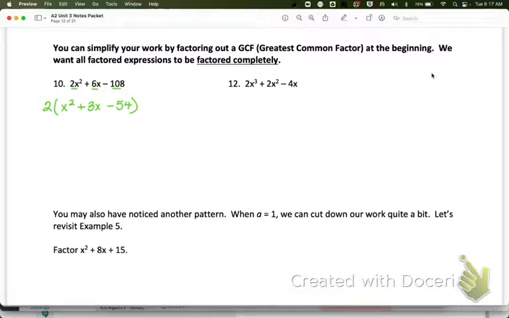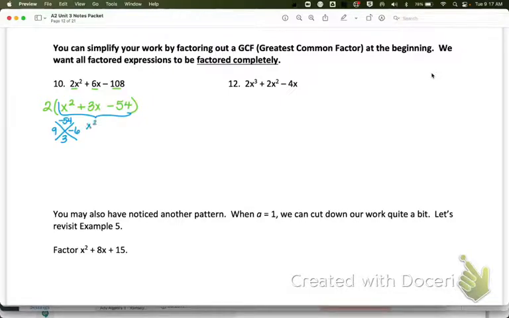But now what I want to check is, can I factor this any further? So we're going to do a little bit of work on that. The 2 is going to be part of our final answer, but we want to see if we can break that apart anymore. So we'll work just on what's inside parentheses. a is 1, so 1 times negative 54 is negative 54. And b is 3. So let's see what multiplies to negative 54 and adds to 3. I think that's going to be 9 and negative 6.